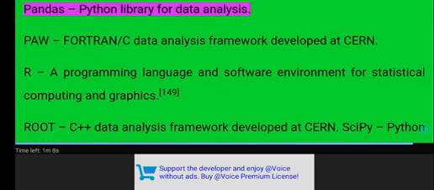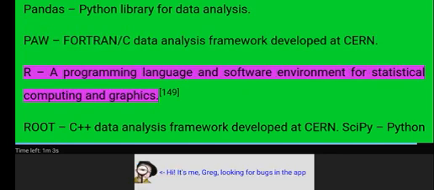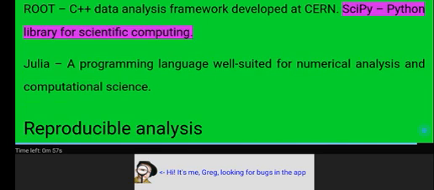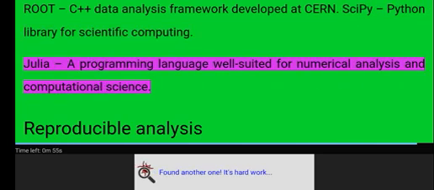Pandas, Python library for data analysis. PAW, Fortran C data analysis framework developed at CERN. R, a programming language and software environment for statistical computing and graphics. Root, C++ data analysis framework developed at CERN. SciPy, Python library for scientific computing. Julia, a programming language well suited for numerical analysis and computational science.